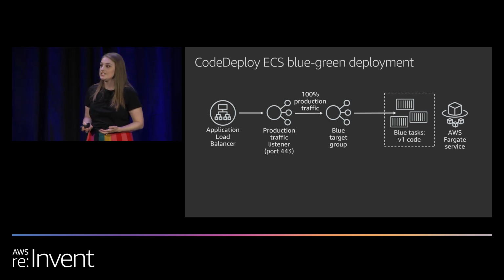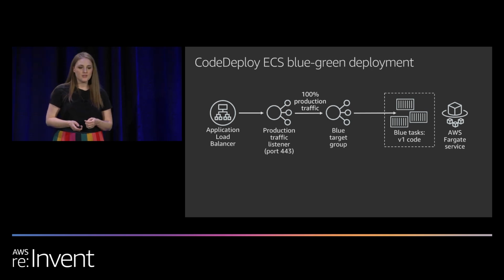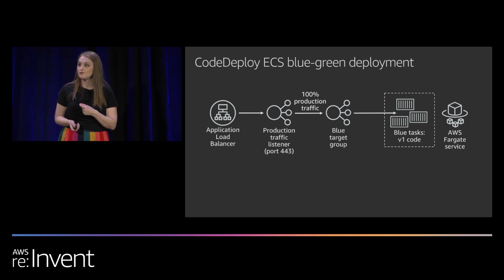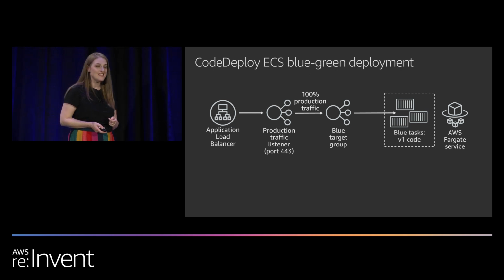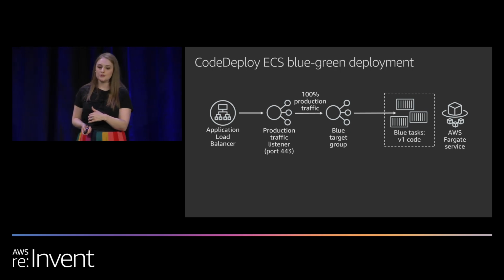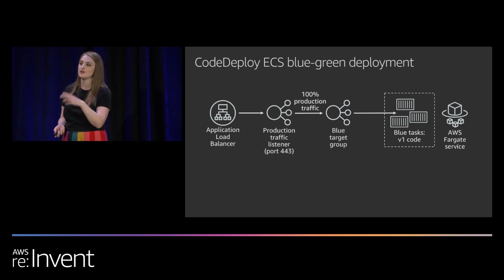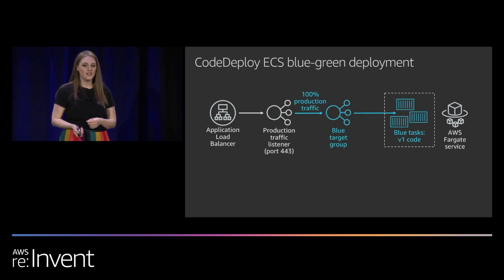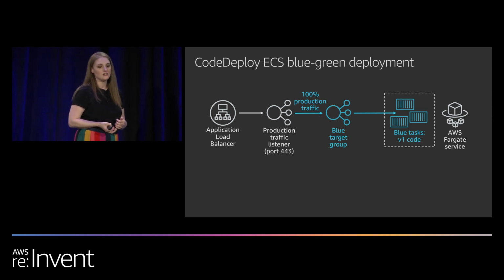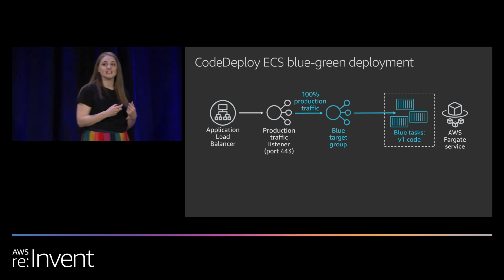So if you run an ECS service that's behind a load balancer today, this should look fairly familiar. So you have an application load balancer, you have a production traffic listener, hopefully you're using HTTPS, so you have port 443, and that traffic is going to some target group, and the tasks in your ECS service are registered into that target group. So this is going to form our blue set here. We have a blue target group that all the traffic is going to, and we have a blue task set.